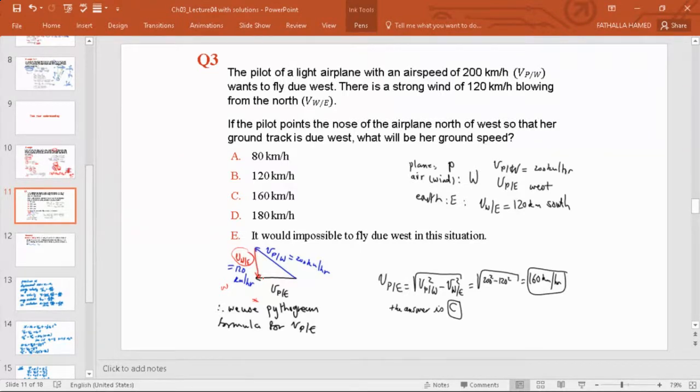So they want us here to find the speed relative to the ground. So we're going to use a symbol P for the plane, W here for the wind, and E here for the earth. Now the wind relative to the earth is 120 kilometers per hour south, because it's coming from the north, so it's going toward the south. We want the velocity or the speed of the plane relative to the earth to be west.